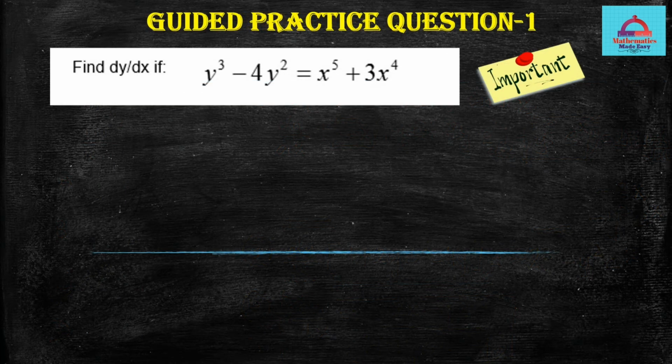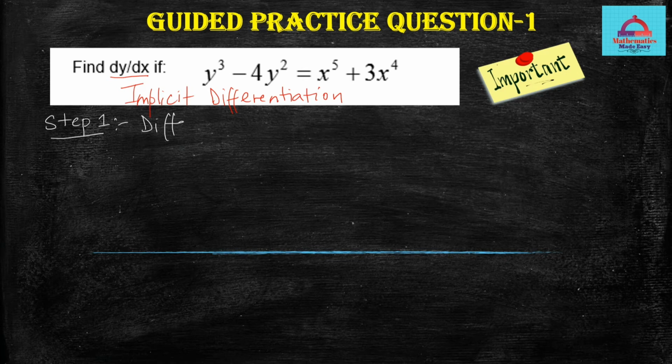Okay, so let's now solve this guided practice question. Here we need to find the value of the derivative dy by dx for this given equation. I'm sure you are able to see by looking at this given equation that it is an implicit function. Hence we are going to be doing implicit differentiation. So let's do step 1, which is to differentiate both sides of the equation with respect to x. That's my step 1.